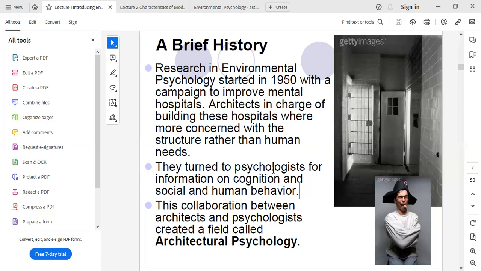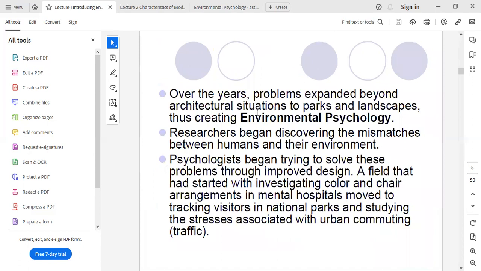So this collaboration between architects and psychologists created a field called architectural psychology. In other words, it influences what today we also call ergonomics. So over those years, the field expanded beyond architecture to parks and landscape, including environmental psychology as well. It starts from research and also seeing how it influences people, or how people engage with such environments. And also, apart from going to hospitals, how can we benefit from our environment?